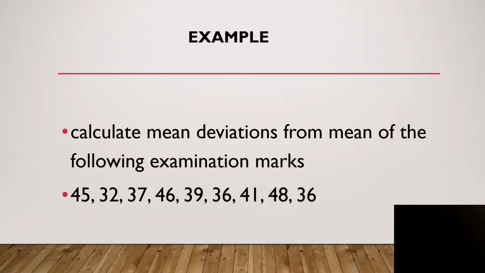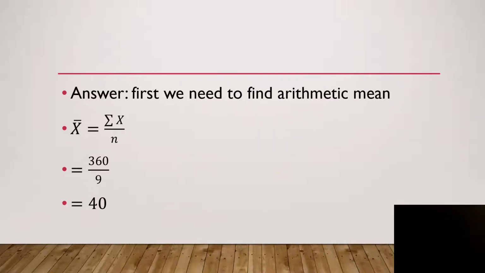Now we consider a simple example to find the mean deviation for the given data set, which is the examination marks of 9 students. How do we calculate the mean deviation of these values? We will use the following procedure. The first step, which is very important, is to find the arithmetic mean. That is, x bar is equal to summation x divided by n.